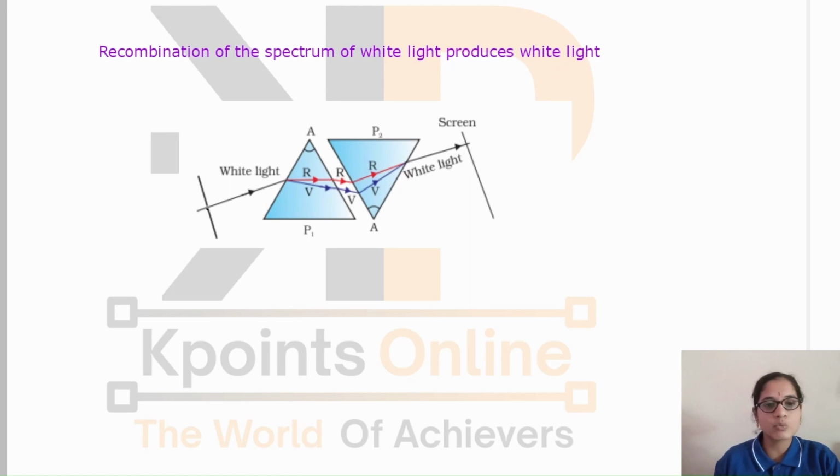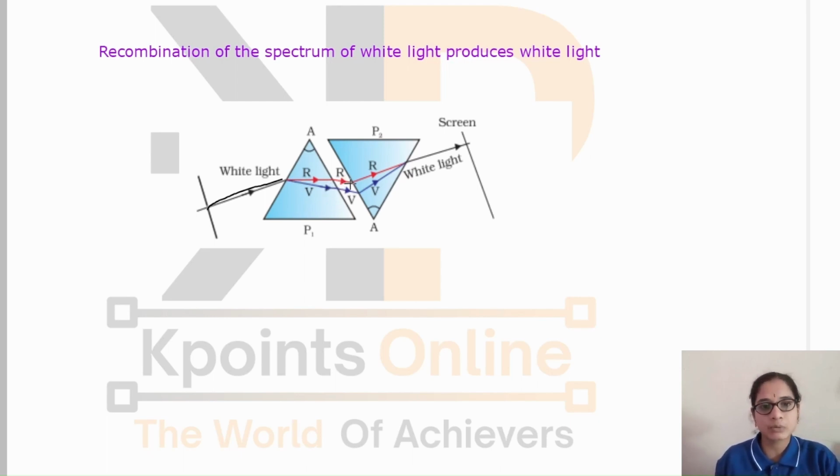See here, this is a white ray of light passing through the prism. After getting refracted, you can see it shows dispersion. It is split into 7 different colors. For the sake of convenience, we have shown only 2 colors here. There are still 5 different colors in between.